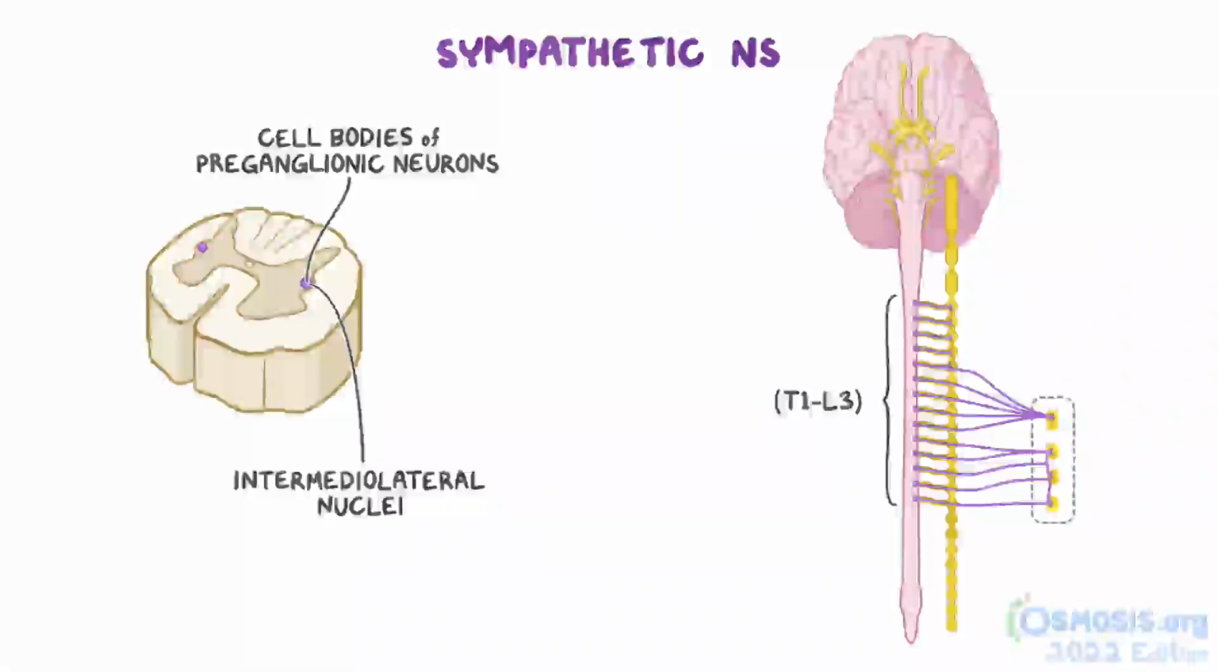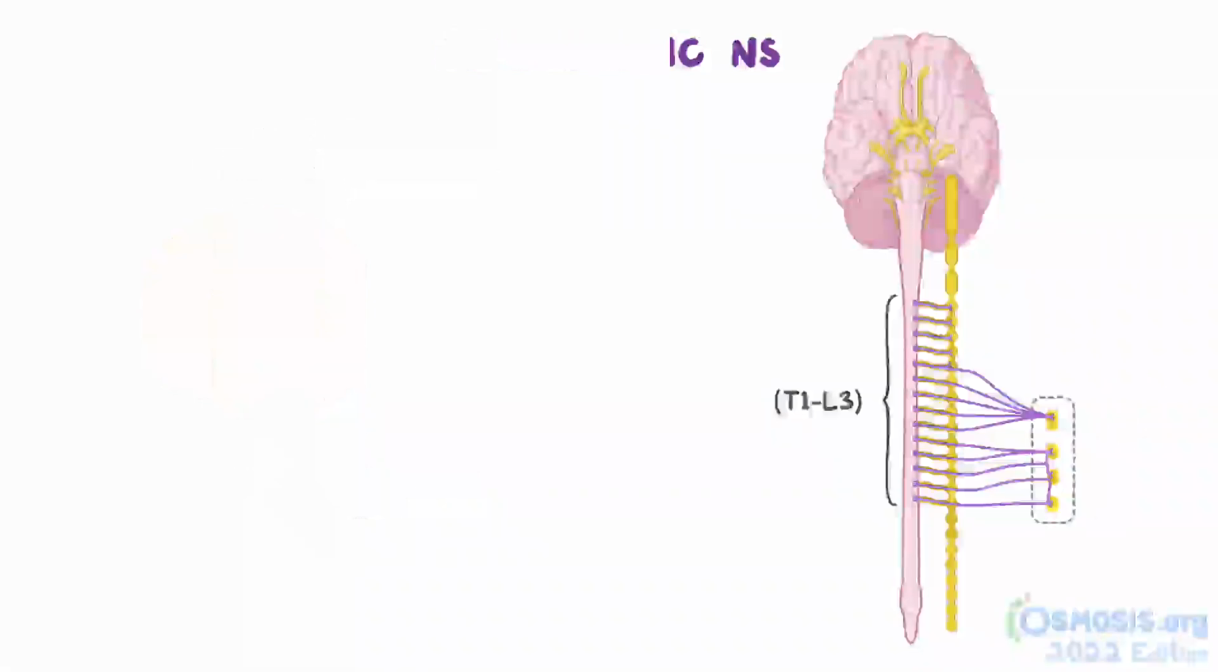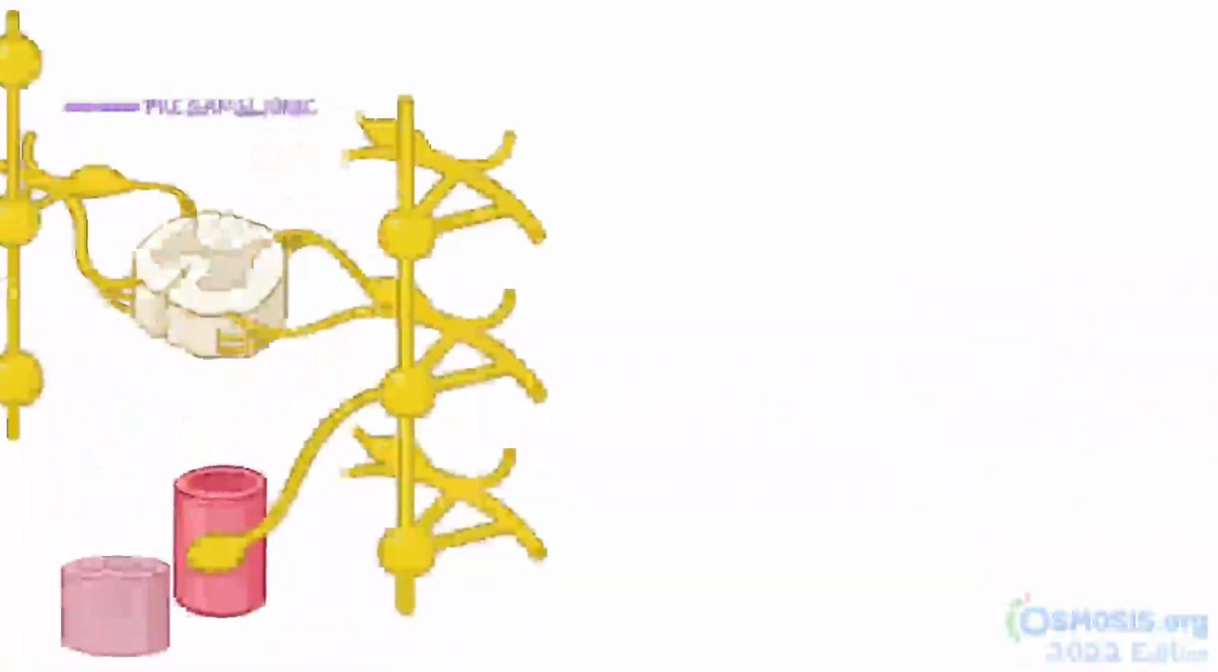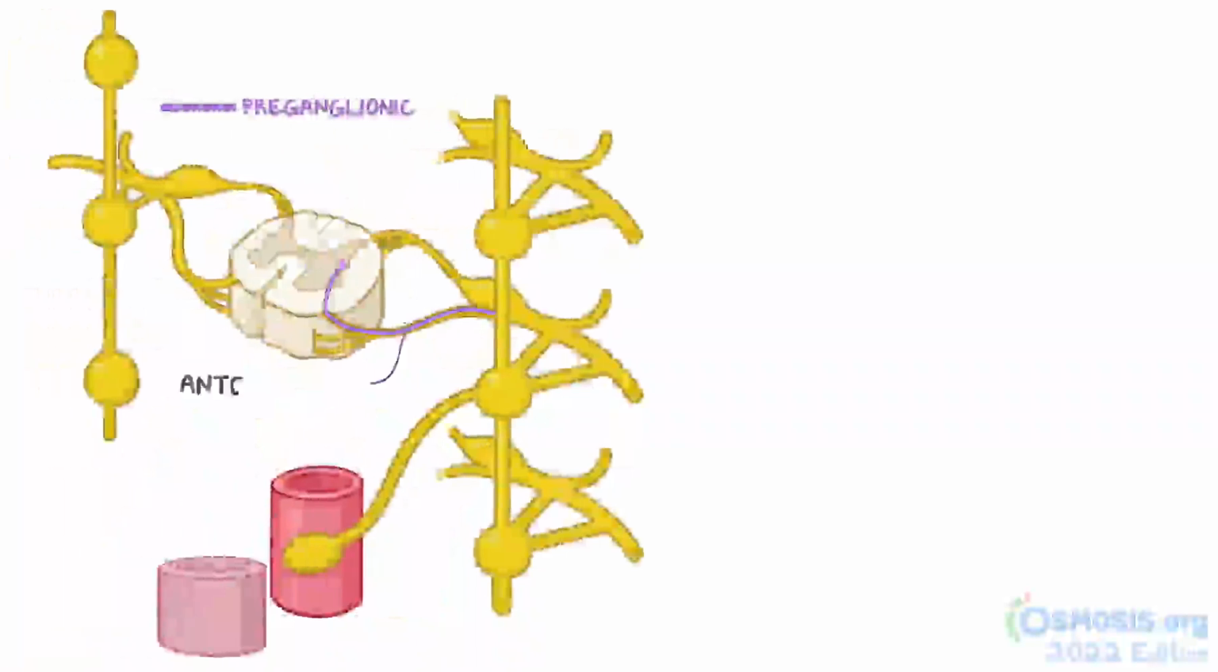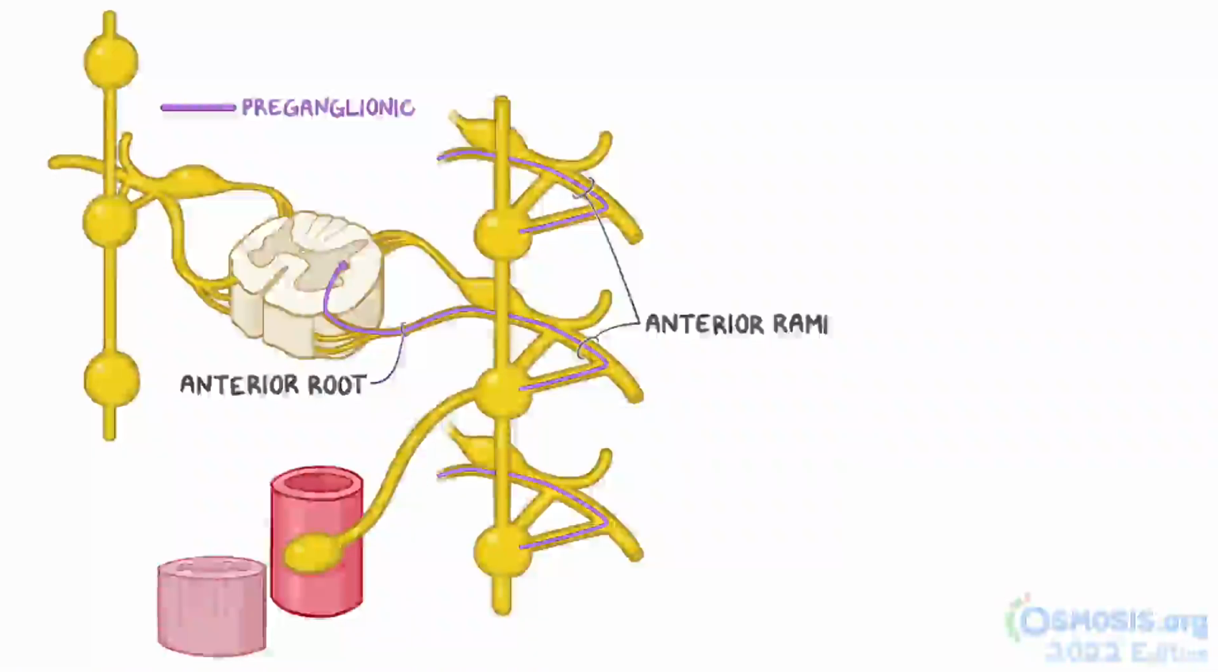So, from the intermediolateral nucleus, all of the preganglionic sympathetic fibers exit the spinal cord via the anterior root and enter the anterior rami of spinal nerves T1 to L3. Shortly after, these fibers leave the anterior rami to enter the sympathetic chain via the white rami communicantes.